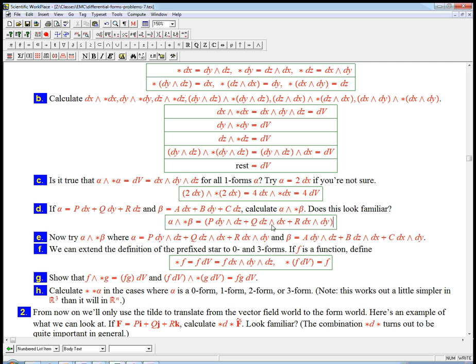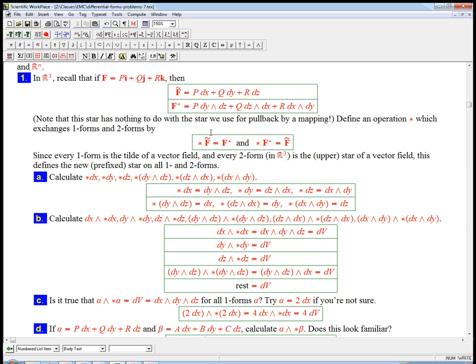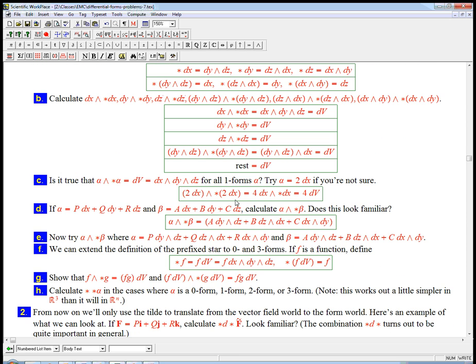Okay, and then wedge. Oh, whoops. Sorry, just kidding. It's the beta that's getting the star. I forgot that alpha wasn't even starred. So that will be the second thing, and then alpha is just this guy, and put a wedge in here. Okay, so alpha wedge star beta is this whole thing.